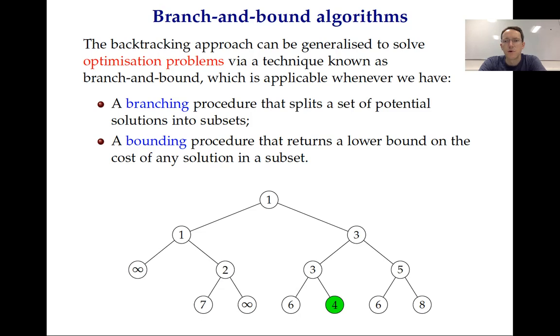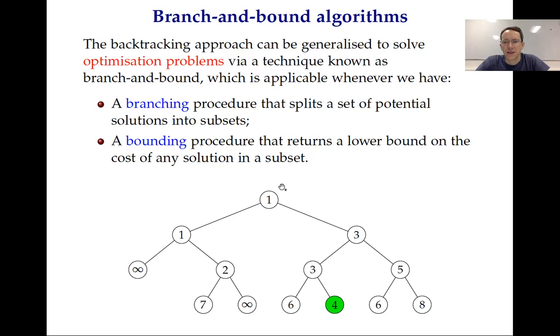So to be clear, what we're looking for here is a solution to some problem that has the lowest possible cost. Some potential solutions may not actually be valid solutions, or some of them are valid solutions but they are costly, and we want to return the solution that has the lowest cost. And we've shown it here on this slide via a diagram.